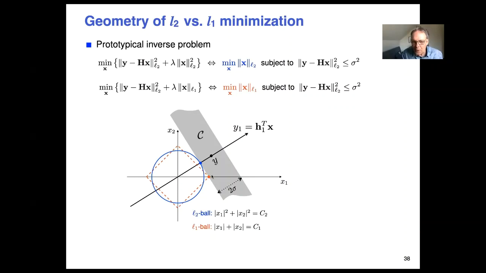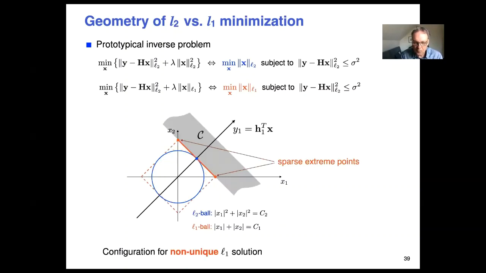Maybe compressed sensing people will show you that picture and say, yeah, the solution is sparse. But remember, our theorem said the solution is not always unique. Can you guess the configuration where it's not unique? Look at this. Now, in this scenario, it's for a different set of measurements, a different measurement vector here.